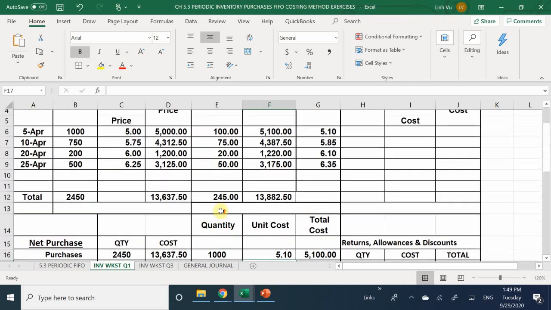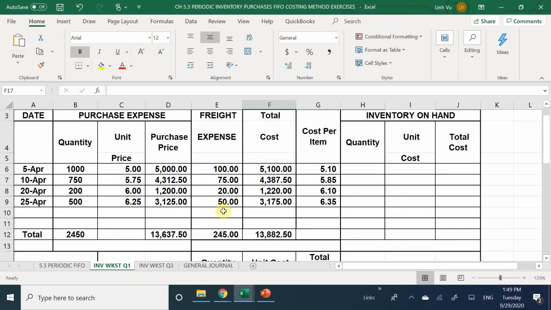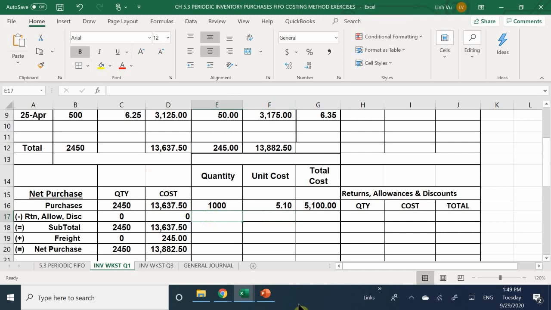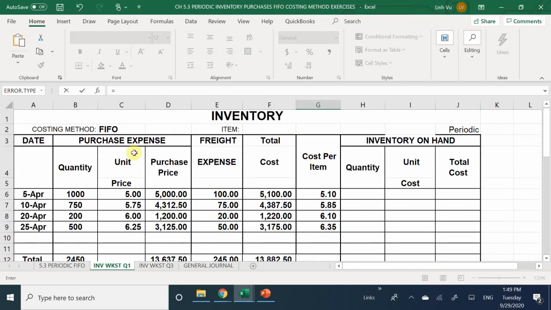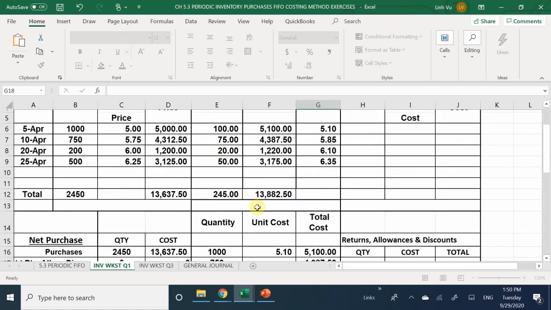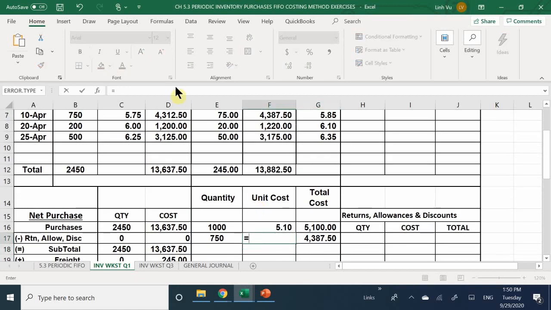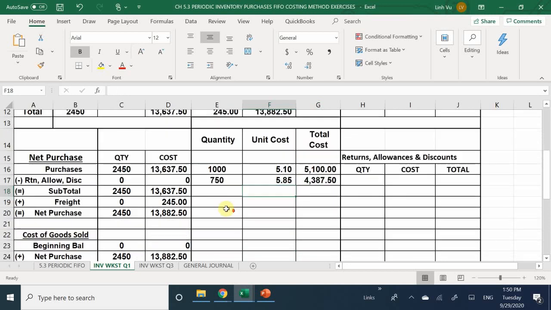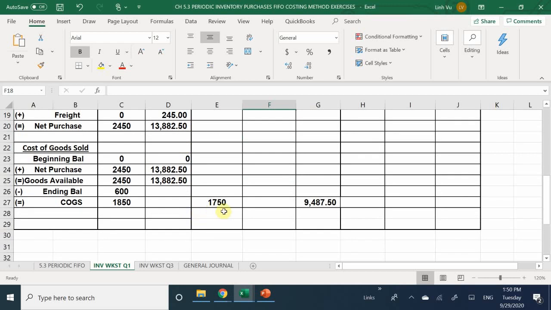Okay, so now that I've sold 1,000 items, how many more do I need to sell? You need 850 more. So what's the next batch we're going to take out of? 750, right? We need to sell 850, so are we going to take the whole batch of 750 or only some of it? We'll take the whole batch of 750. Because we're taking the whole batch, we don't need to calculate. We know the whole batch of 750 is going to cost me $4,387.50. But I'm going to make sure I know where I got that from. Now I have a grand total sold of 1,750.